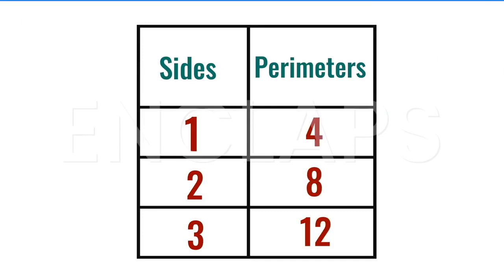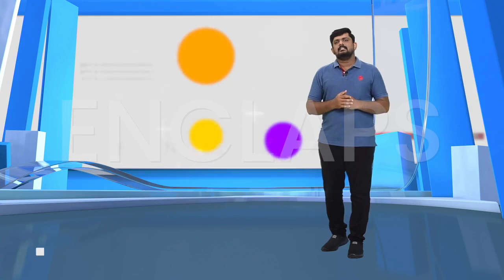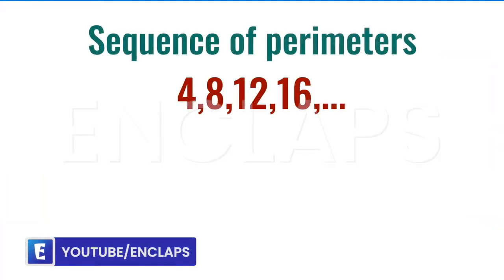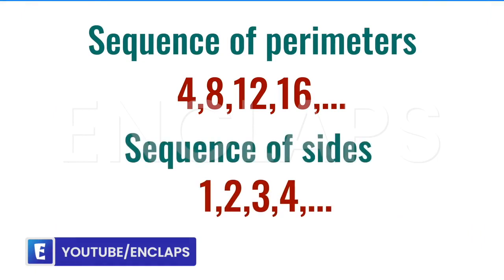If we examine these two sequences and name each term according to their position, then the sequence of perimeters will be as shown, that is 4, 8, 12 and 16. The term in a position is 4 times the number representing the position, that is the first term is 4, second term is 8, third term is 12 and so on.